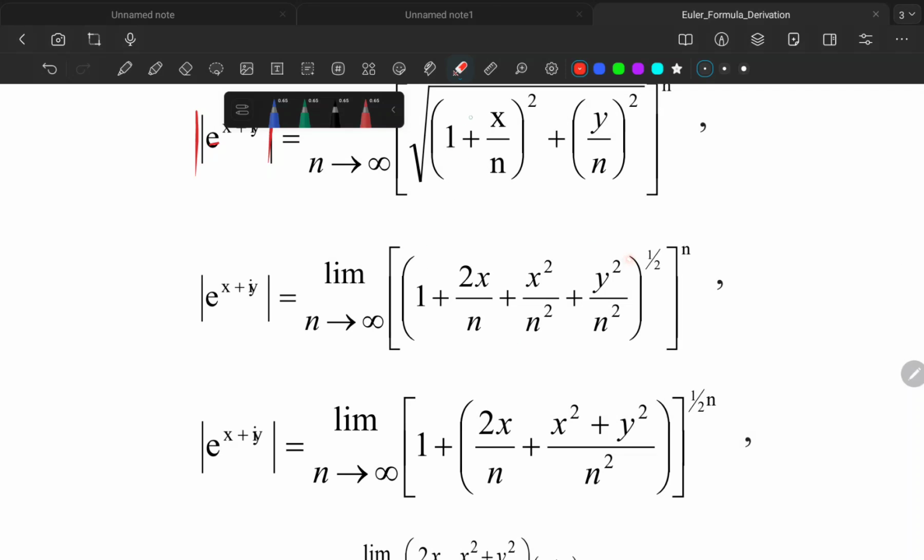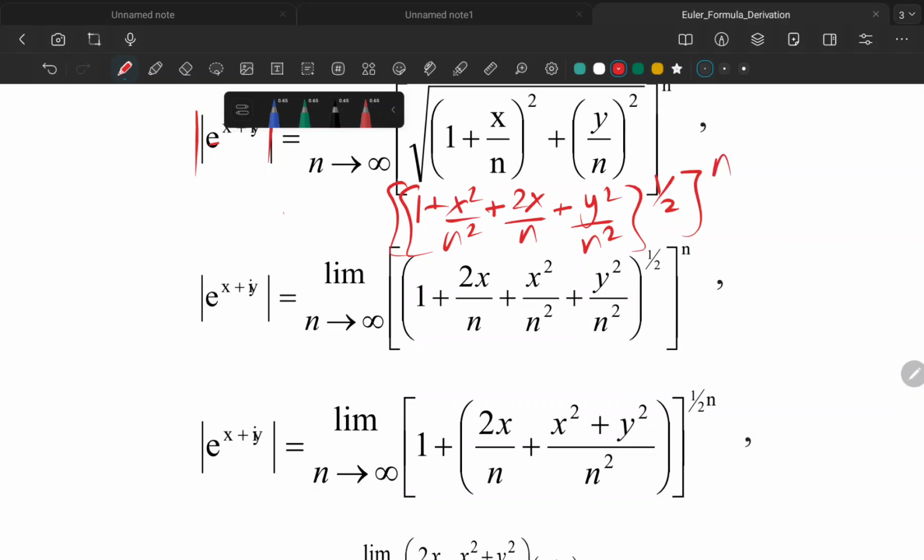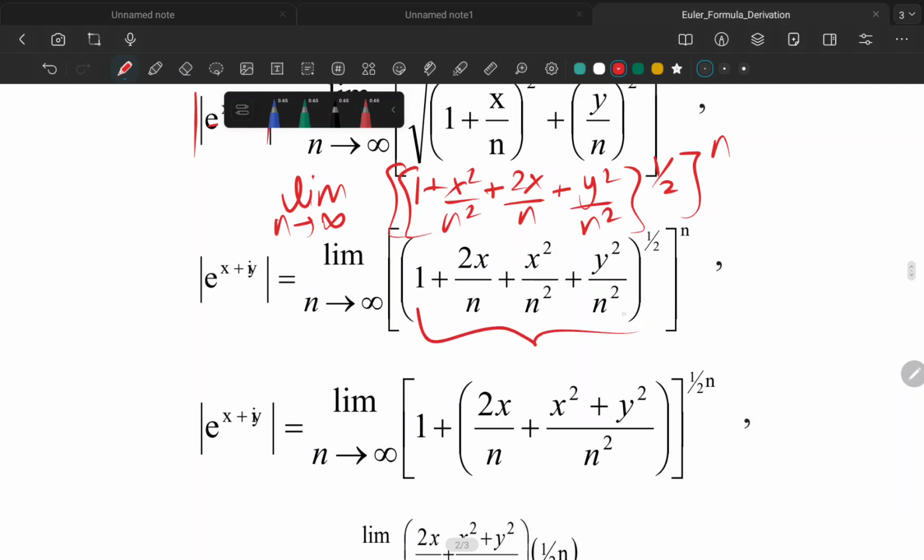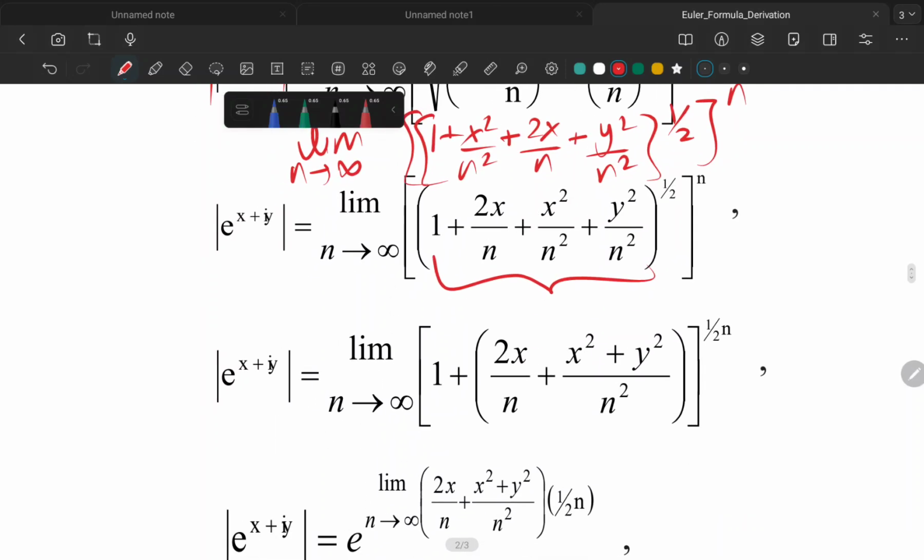When you square it, it's 1 plus x squared over n squared plus 2x over n. And when you square this, y squared over n squared, and this is just whole to the power 1 by 2, and another n outside the big parenthesis. This is the limit, n going to infinity. So yeah, that's what is written over here. I hope you understood it.